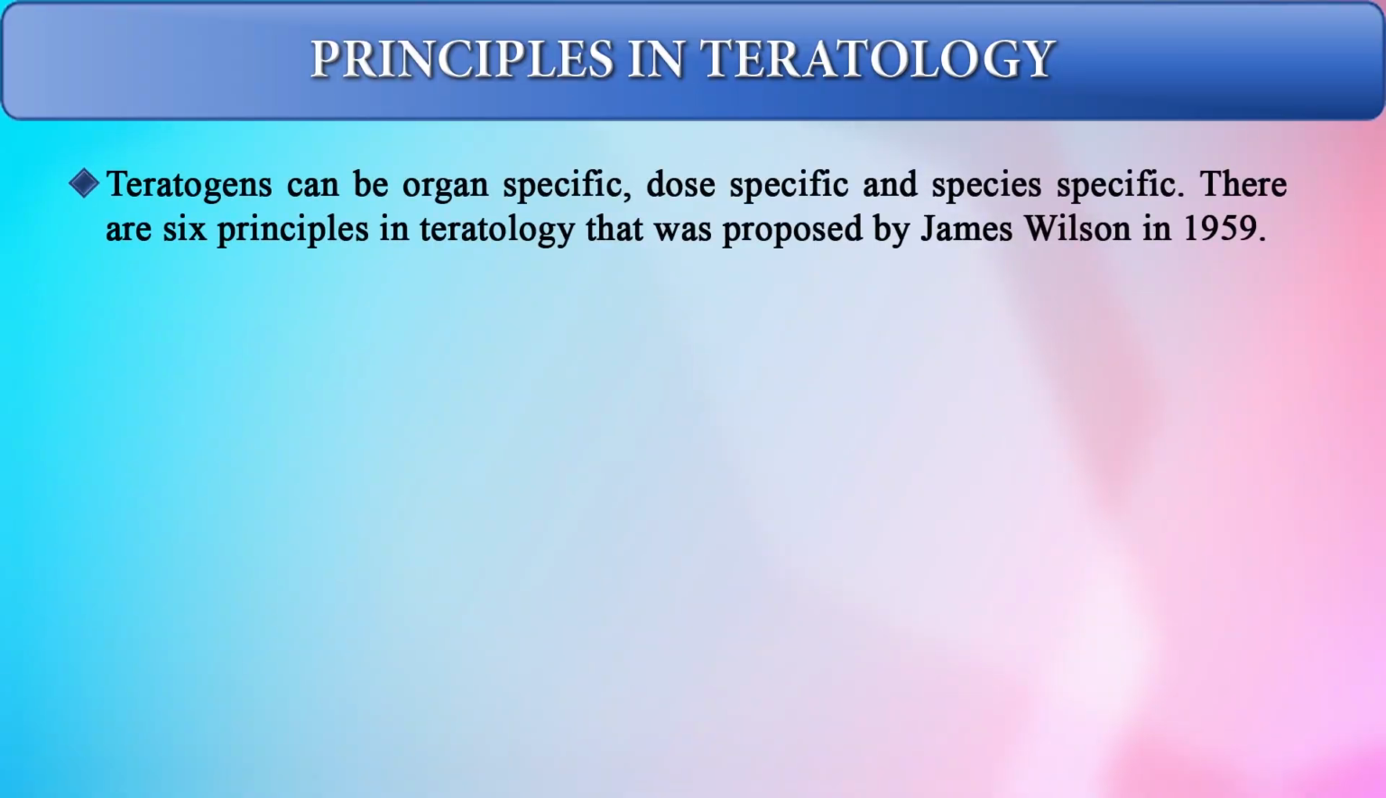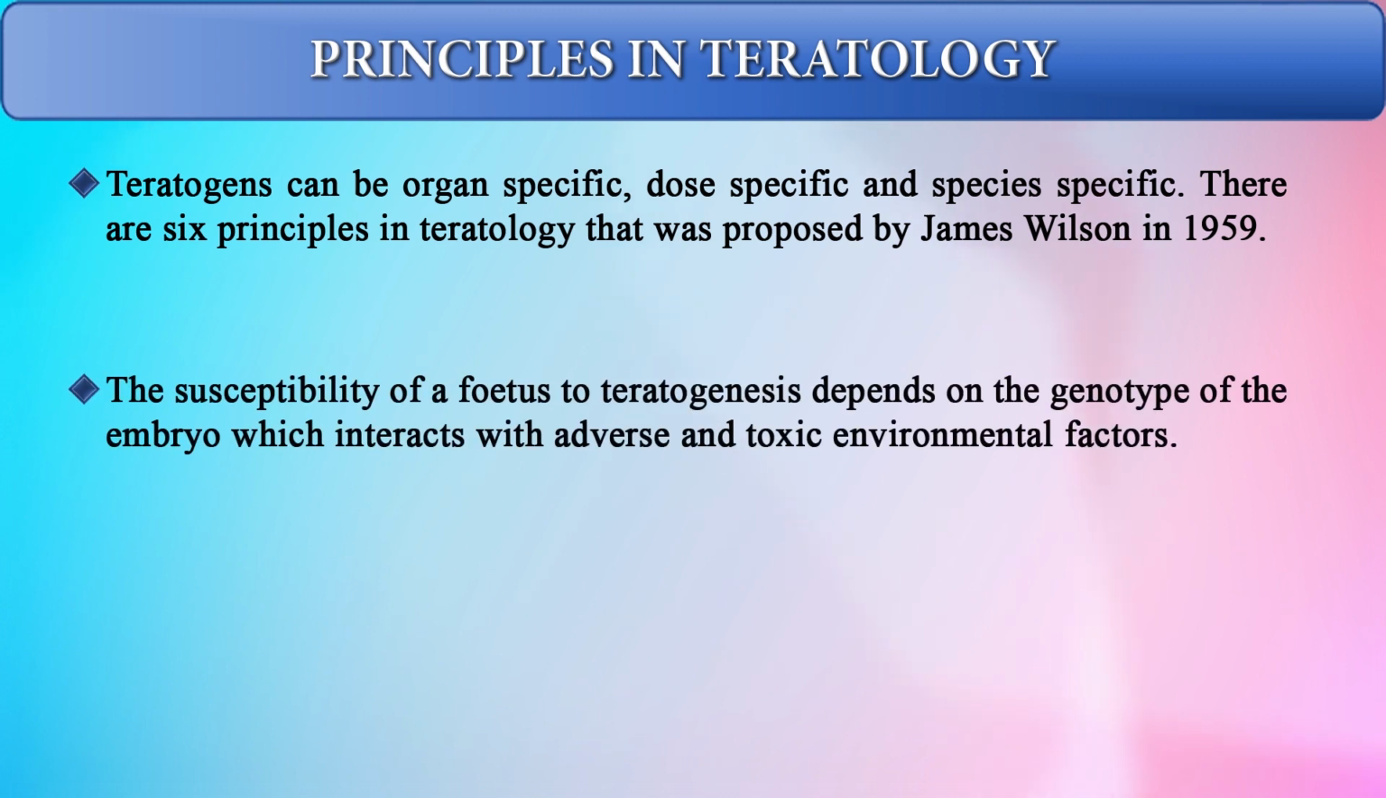The principles in teratology were proposed by James Wilson in 1959, and teratogens can be organ specific, dose specific and also species specific. The susceptibility of a fetus to teratogenesis depends on the genotype of the embryo which is interacting with the adverse and toxic environmental factors. So the genotype is first important.